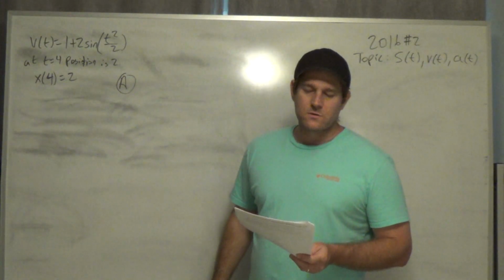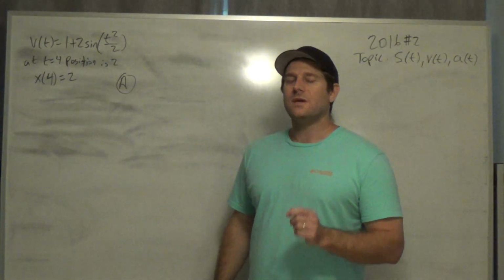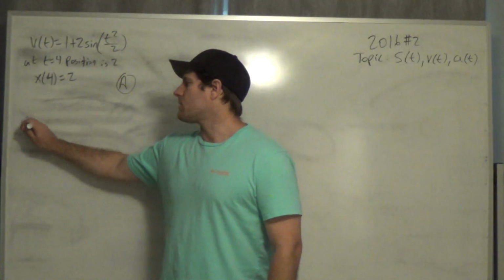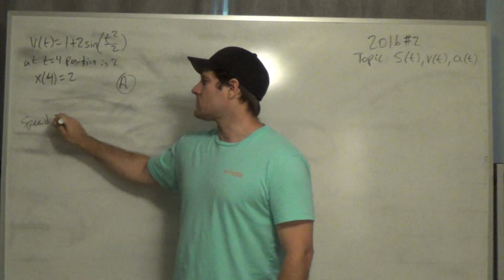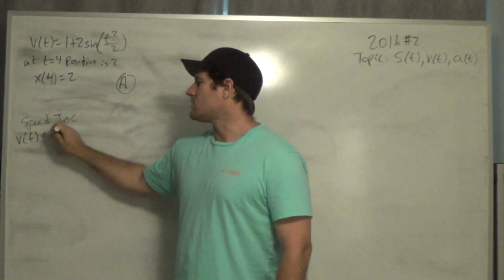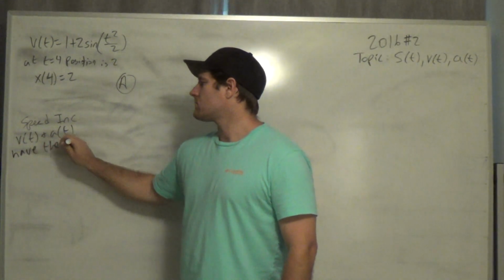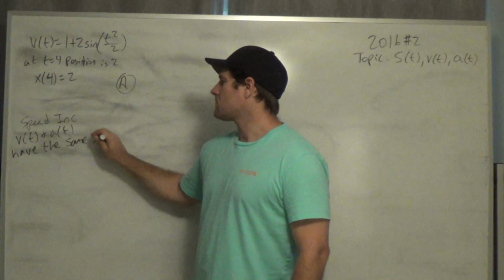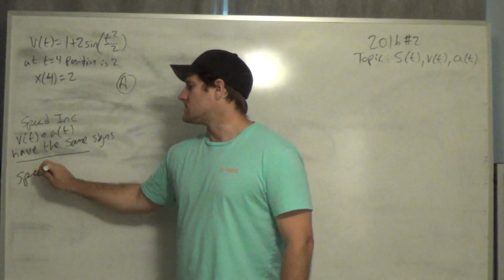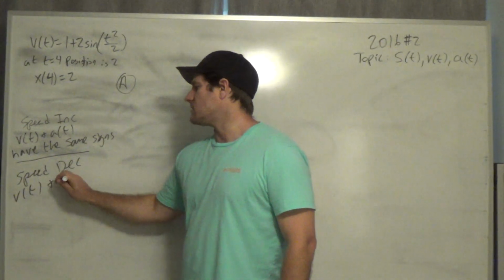Alright, part A, at time equals 4, is the particle speeding up or slowing down? They're using the word speed. So is speed increasing or is speed decreasing? So remember, speed increases when velocity and acceleration have the same signs, and speed decreases when velocity and acceleration have different signs.